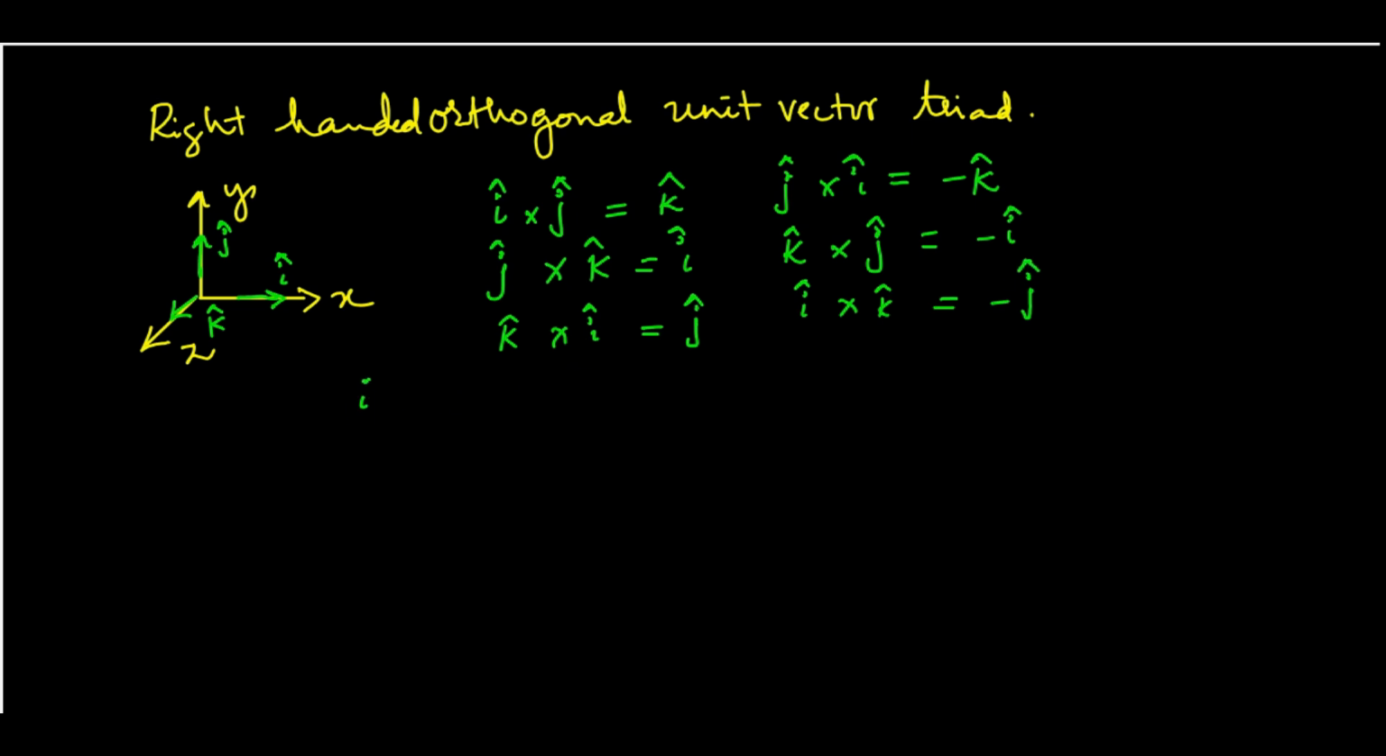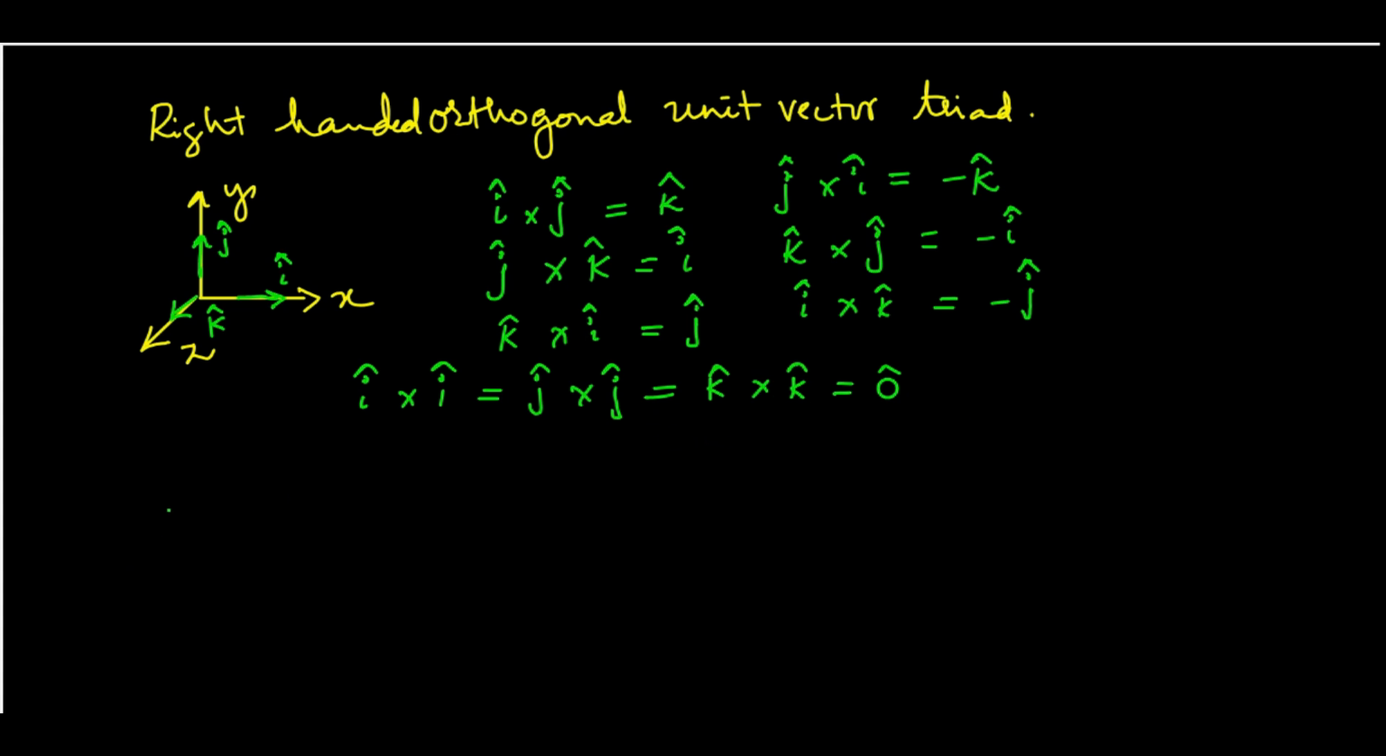Okay. You also have i cross i, j cross j, k cross k equals 0, because the angle between them is 0, so sine 0 is 0, right?